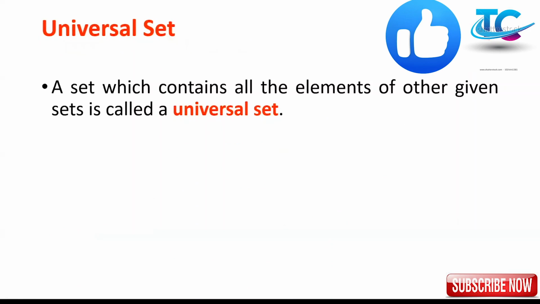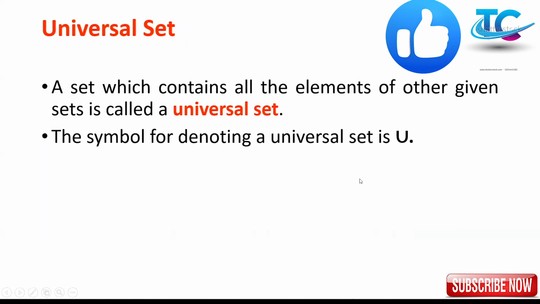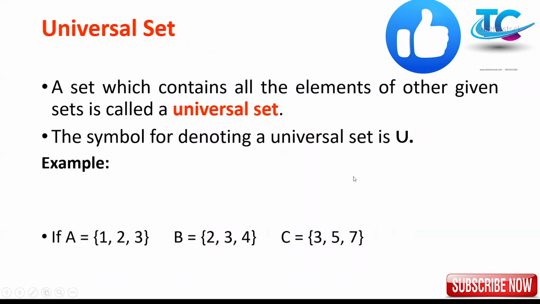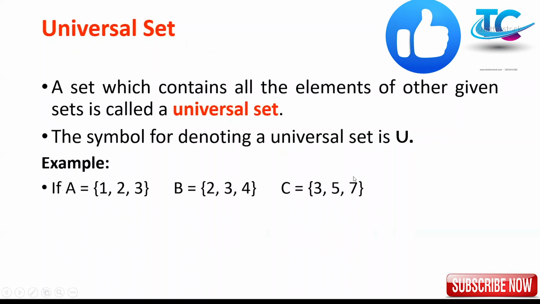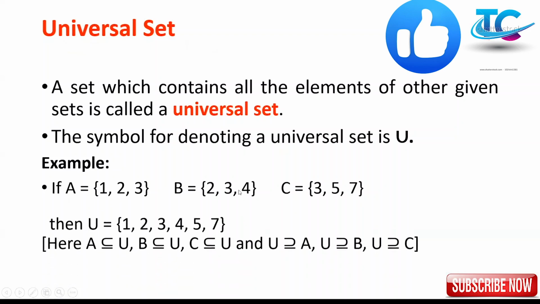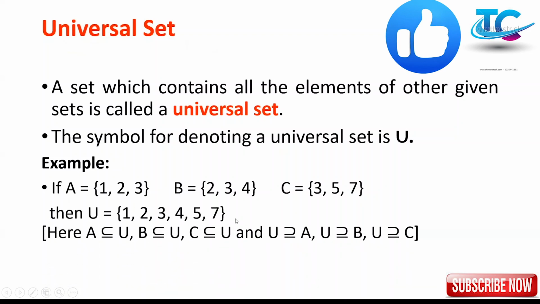Next is the universal set. A set which contains all the elements of other given sets is called a universal set, and it is represented by the symbol U. Let's see an example. If there are three sets A, B, and C, where A is {1, 2, 3}, B is {2, 3, 4}, and C is {3, 5, 7}, then the universal set will contain all these elements: {1, 2, 3, 4, 5, 7}. So this is the universal set.